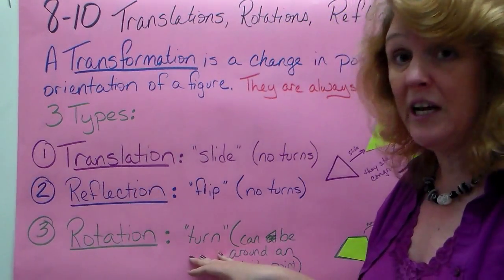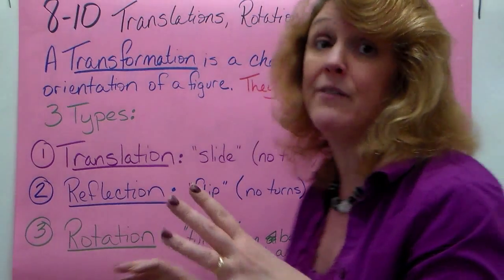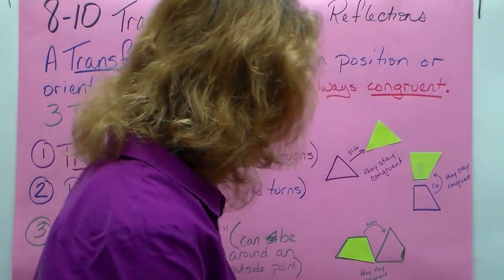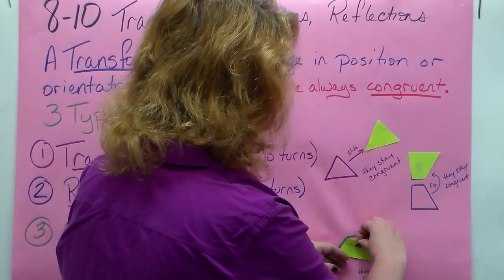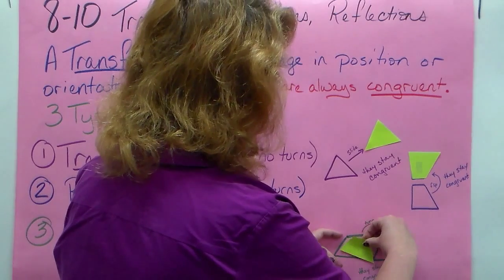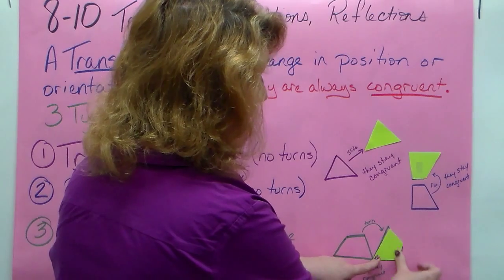Your third type of transformation is a rotation. This is the turn. It can be around a point on the thing, or it can be around some kind of outside point that they have to specify. So you take something, and if I use this point as my point of rotation, you're going to turn it around this point and then leave it there.